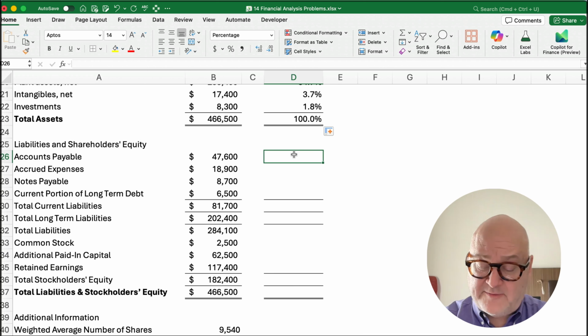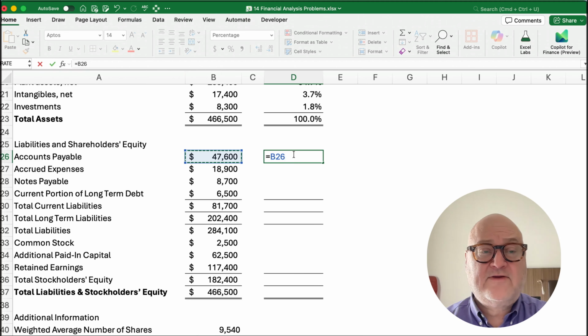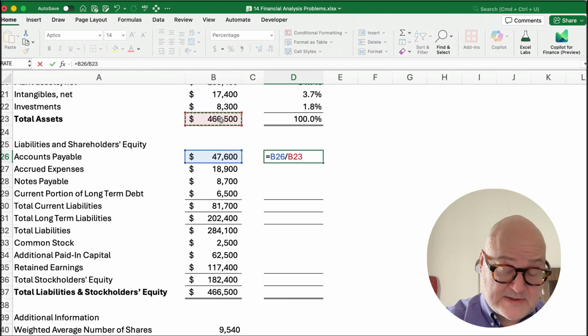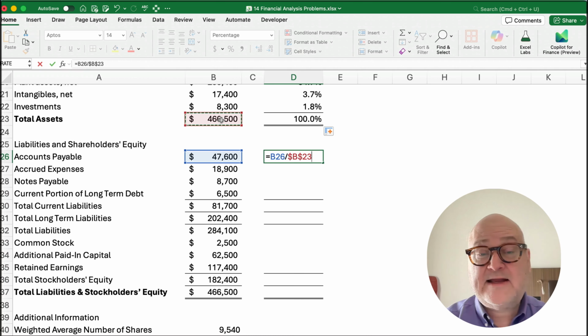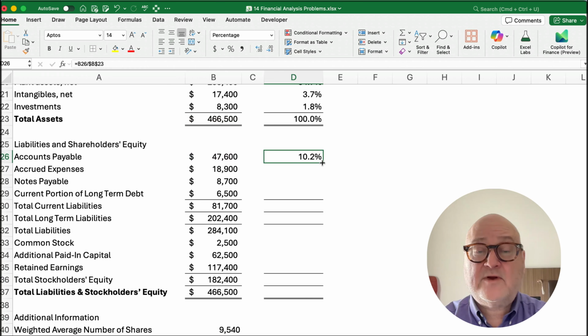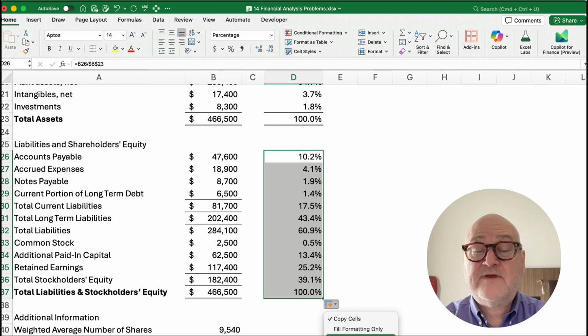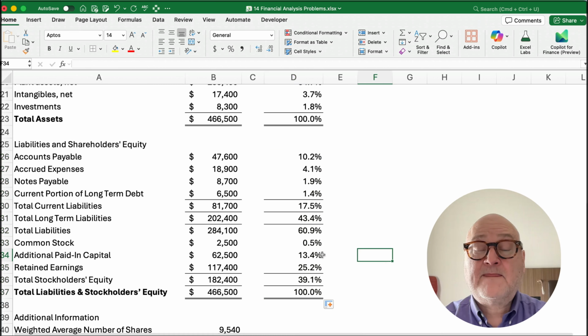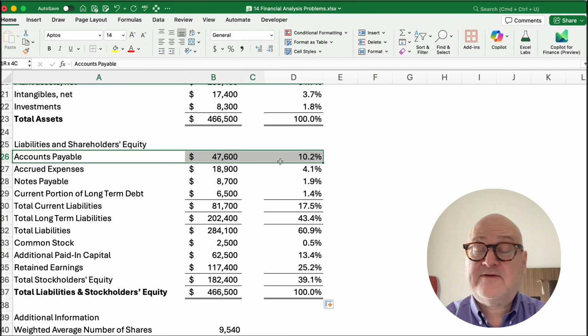We're going to take accounts payable, $47,600, and divide it by our total assets, and we'll make the total assets absolute so that we can just copy it all the way down. Once again, I've already formatted for percentages, and to make sure we have the underlines, we fill without formatting. So here our accounts payable makes up about 10% of our total assets.